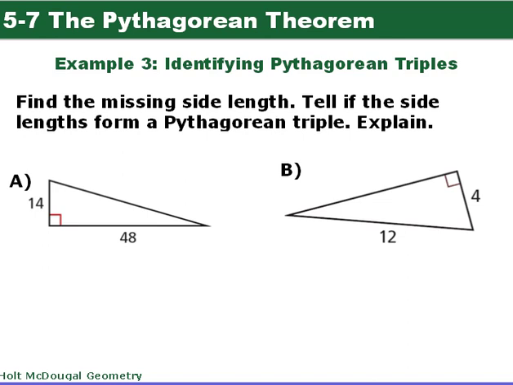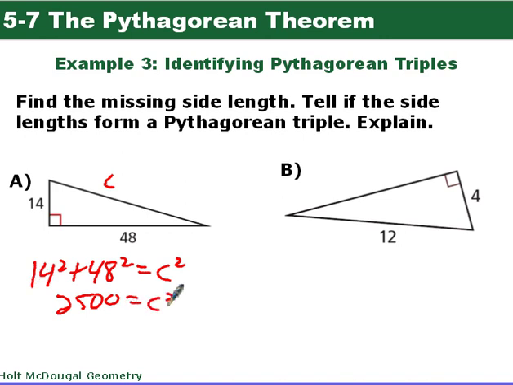Let's try that again. 14 squared plus 48 squared equals c squared. This is our c, our hypotenuse. If we put that in our calculators, we're going to end up having this equal 2,500. Remember, square the 14, square the 48, and then add. That equals c squared. Square root it, and you're going to see that c is equal to 50. So we have side lengths of 14, 48, and 50, which are all whole numbers. So yes, this is a Pythagorean triple.